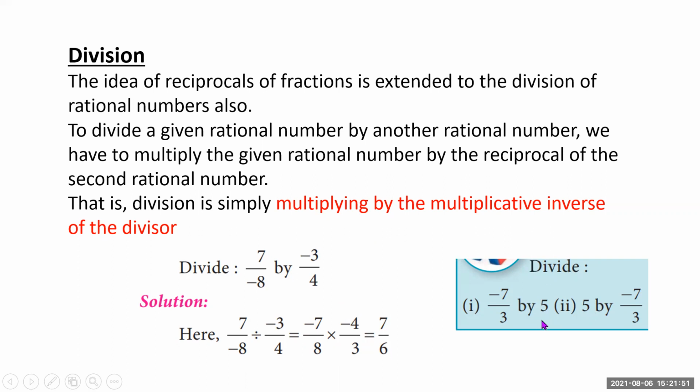You can try this. Minus 7 by 3, divided by 5. 5, there is no fraction here. So you can always use 1 as the denominator. So minus 7 by 3 divided by 5 will give you, so this one you might convert into its multiplicative inverse. So 5 by 1 becomes 1 by 5. So minus 7 by 15. This one you try. And if you have questions, please ask me later.